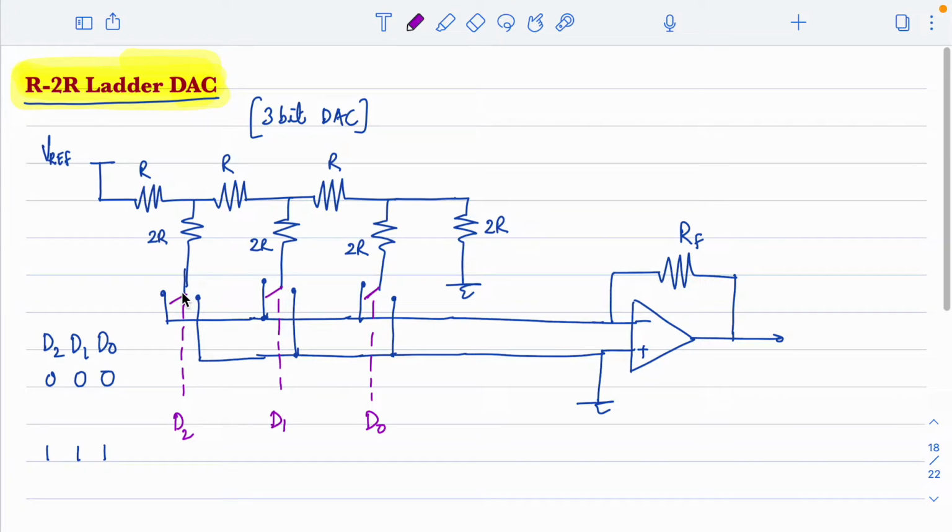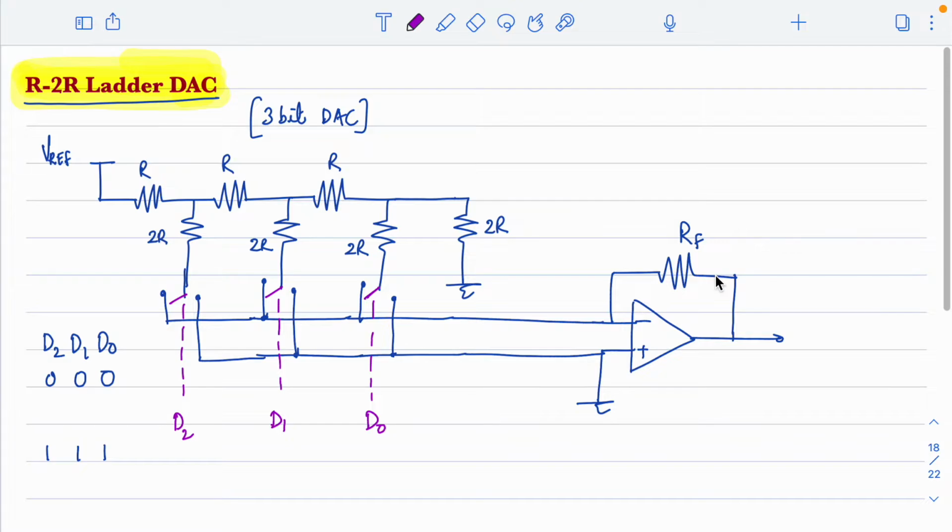That means the digital input data determines whether each resistor is switched to ground. Ground is connected to the plus of the op amp, or it is connected to the virtual ground, the inverting terminal of the op amp, right? So when the switch is connected to the inverting terminal of the op amp, what happens? A current will flow, and the current will be flowing across the RF resistance. That is how this works. So let us see in a little more detail.